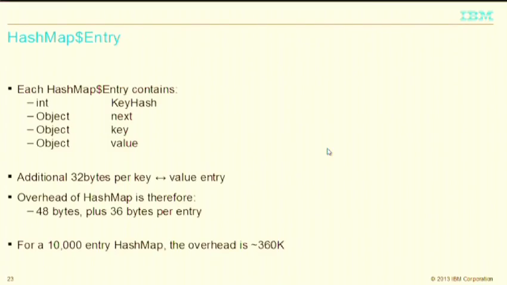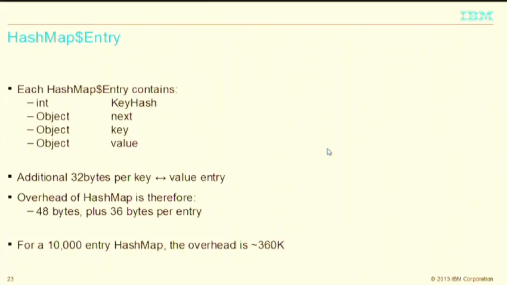Now, as I said, when you want to put data into it, you create a hash map entry object. So when you do put, it creates one of these for you. Inside that entry object, you'll have an int, which is its key hash. You'll have an object for next, an object for key, and an object for value. And your key value pair goes into the key and value fields. So that's an extra 32 bytes of overhead just for the hash map entry object, and then you put the key and value into it.